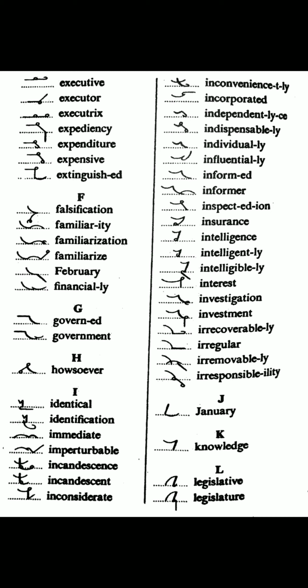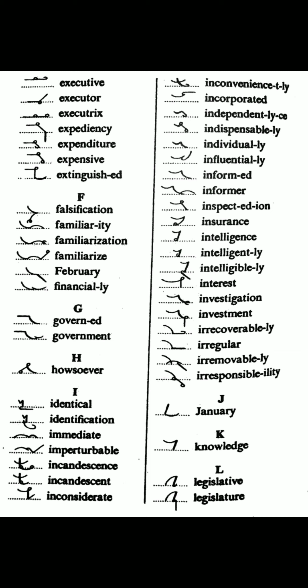F stroke on the line, B is used here for February. F stroke with N hook with N stroke on the line for financial and financially. G with V hook, V stroke. G stroke with V stroke on the line for govern or governed. G stroke with V stroke with N hook with N stroke halved for government.